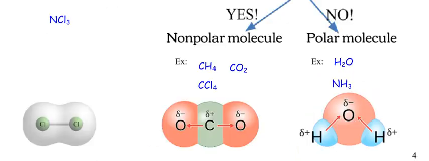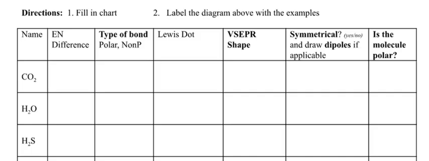So again, looking over here, here's chlorine. That wasn't from the one before, but it still works. Here is carbon dioxide. I use that right here. And here's my water, okay, where the vectors don't cancel each other out, making it a polar molecule. Let's go to the next page. All right, so let's fill in this chart, and then we'll label the diagram above with examples, all right?